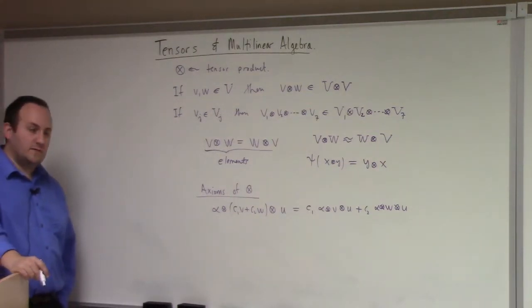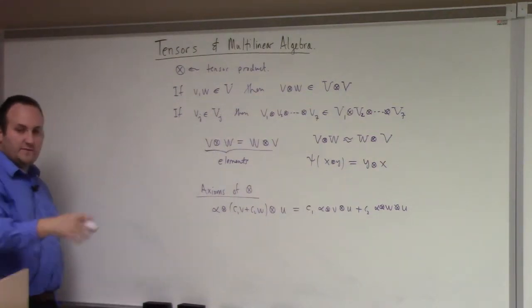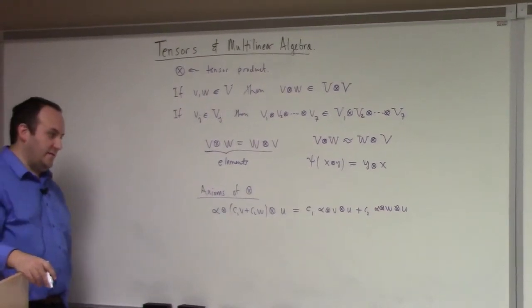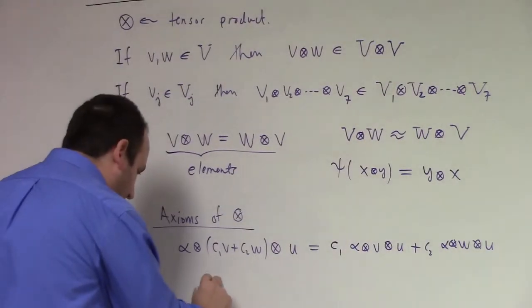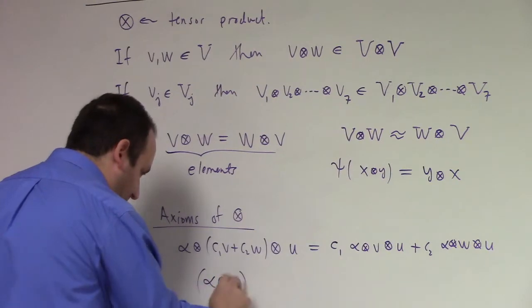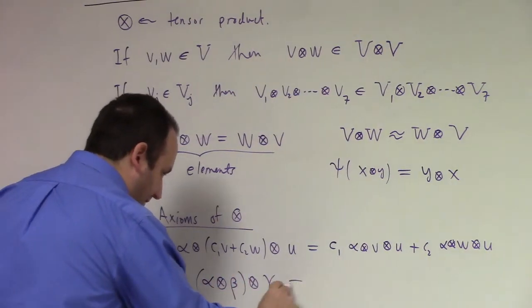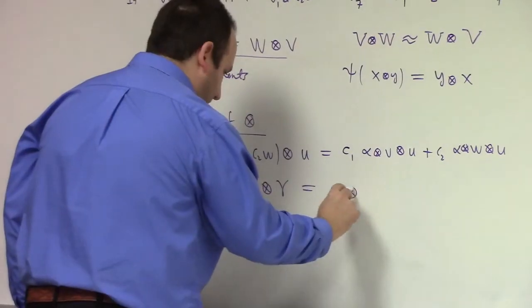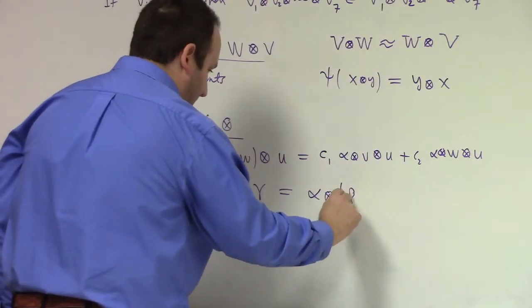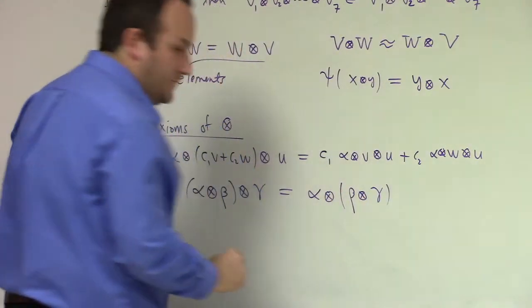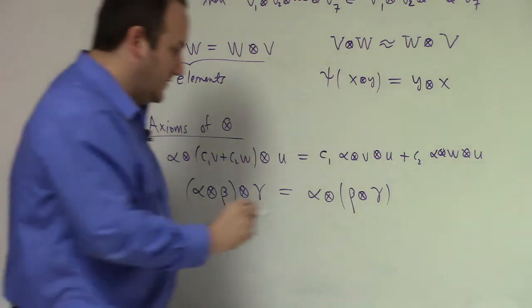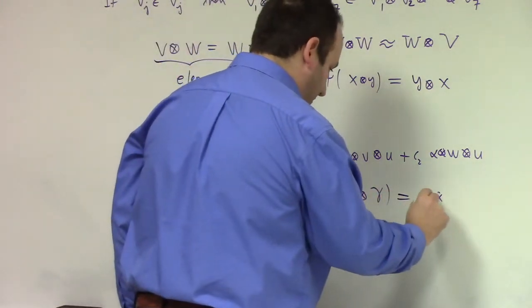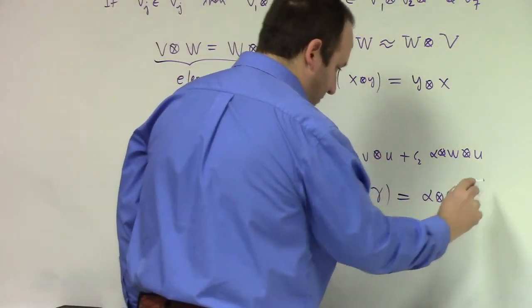It's not generally commutative. However, it is generally associative. So if I have alpha tensor beta tensor gamma, that's equal to alpha tensor beta tensor gamma, with the parentheses grouped either way. So without loss of generality, we just write alpha tensor beta tensor gamma.